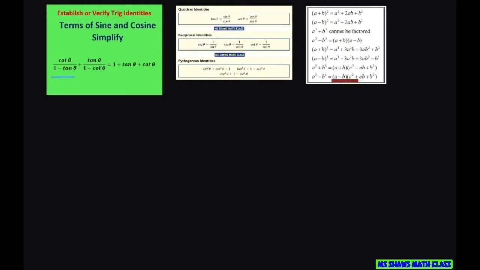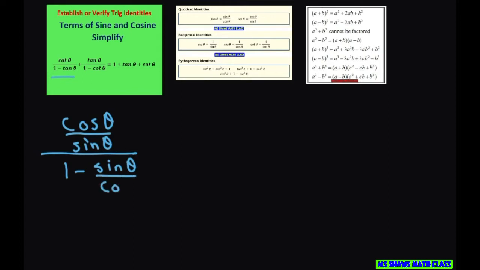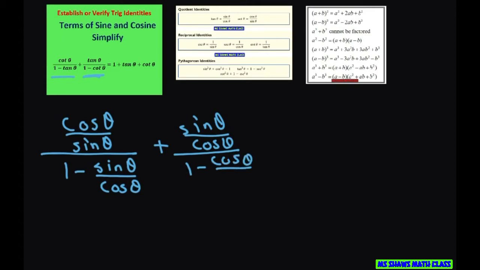So for this first piece, we're going to have cosine of theta divided by sine of theta. All right, and then the denominator is going to be 1 minus sine of theta divided by cosine of theta. All right, then we have a plus, and we'll do this one. Sine of theta divided by cosine of theta, all divided by 1 minus cosine of theta divided by sine of theta.